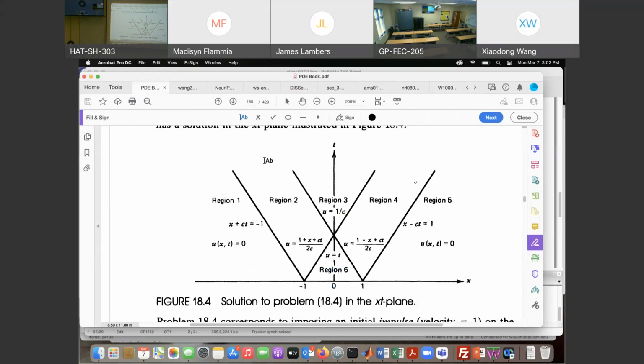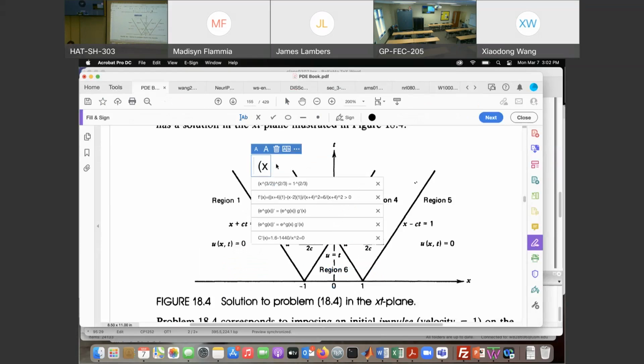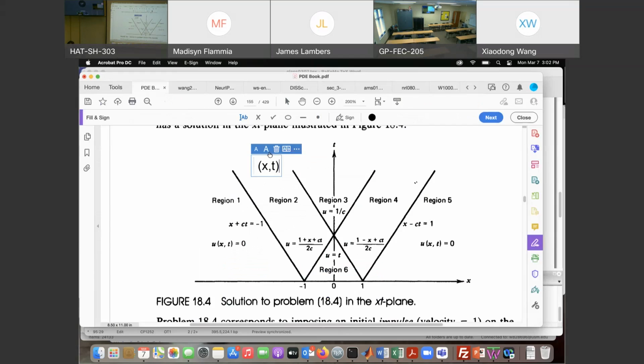Okay, this one. All right, so I'm going to mark a point right here, x, t, make it a little smaller. Okay, so from this point, I'm going to draw a line with this slope, so parallel to these lines you see right here. X minus ct is equal to a constant.